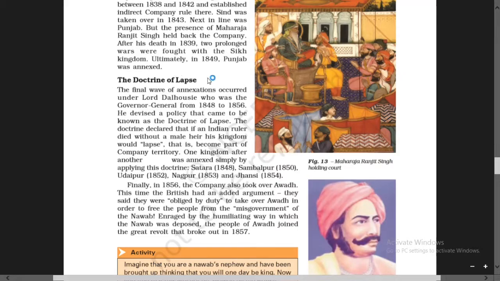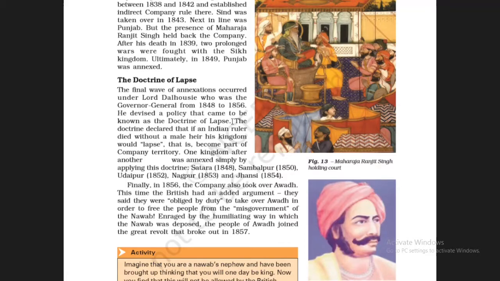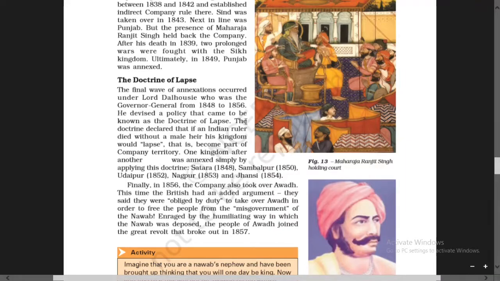The doctrine of lapse. The final wave of annexations occurred under Lord Dalhousie, who was the Governor General from 1848 to 1856. He devised a policy that came to be known as the Doctrine of Lapse. Mark it, underline it. It was his device, he launched this policy.